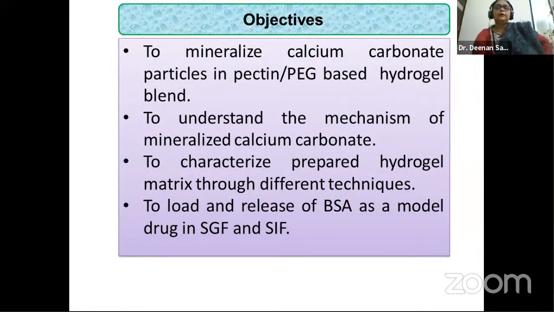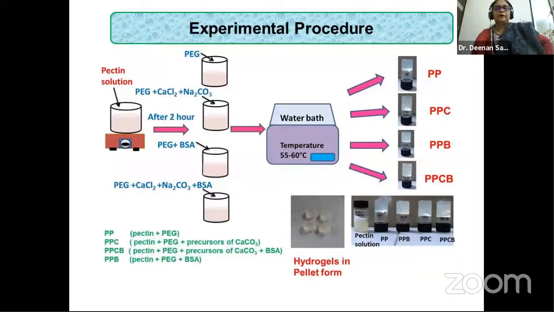Here the main objectives are to mineralize calcium carbonate particles in a pectin PEG based hydrogel blend, understand the mechanism of mineralized calcium carbonate, and characterize the prepared hydrogel matrix through different techniques. Then to load and release BSA as a model drug in SGF and SIF. In the same way, the mixing has been done.